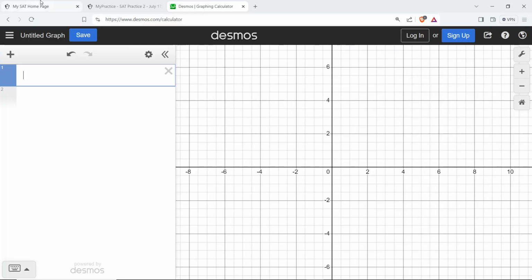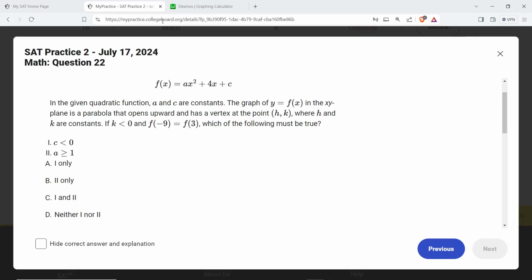I'm trying to find it. SAT Practice Test 2, Module 2, the hard Module 2. There's an easy Module 2 and a hard Module 2 for both the math and reading on every digital SAT. And this is question 22.